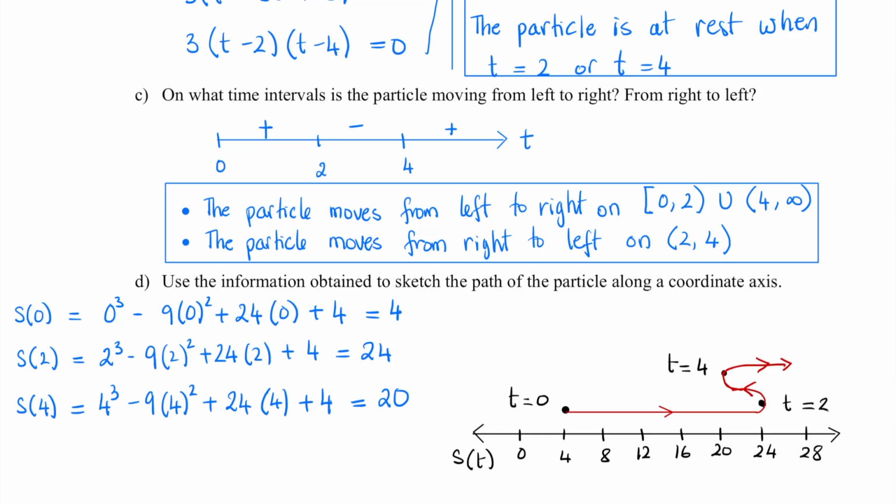So, the motion of the particle can be described like this. The particle starts at position 4, moves to the right until it reaches 24, then turns around and moves to the left to position 20, and finally turns around again and continues moving to the right. This path is exactly what is shown in the diagram. By analyzing the velocity function, we were able to determine both the positions where direction changes and the overall motion of the particle along the line.